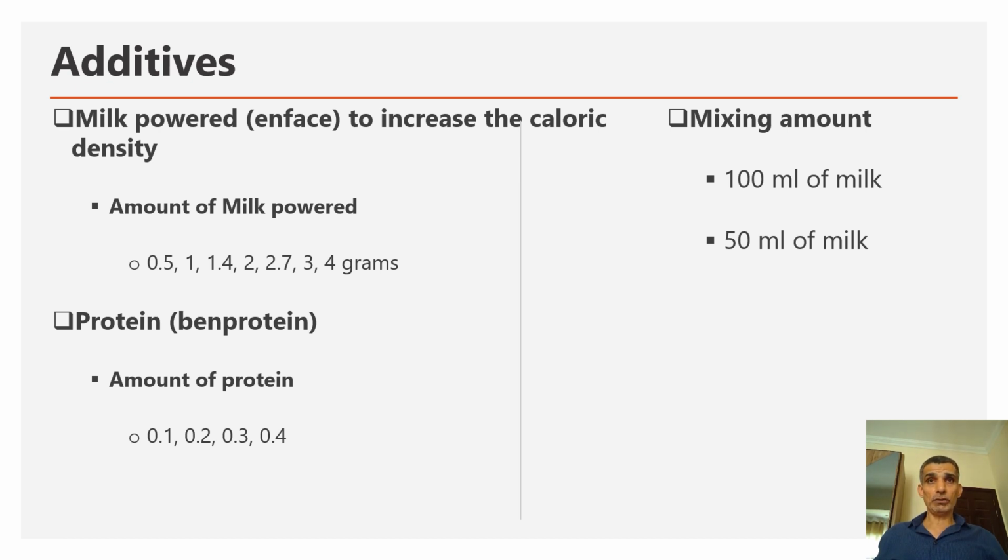Are you adding protein? If the growth is not optimum, or you have some metabolic acidosis due to low caloric intake, and the body starts to use the amino acids, you can decide whether to add protein. The dietitian's opinion here is very vital. And what is the amount of the protein? Is it 0.1, 0.2, 0.3, or 0.4 grams per 100 ml or per 50 ml?